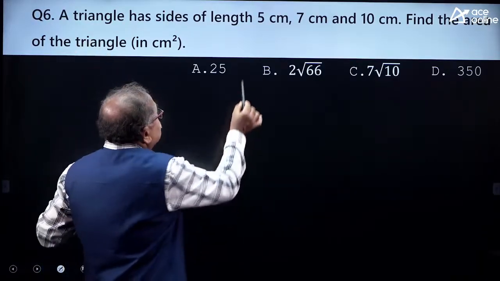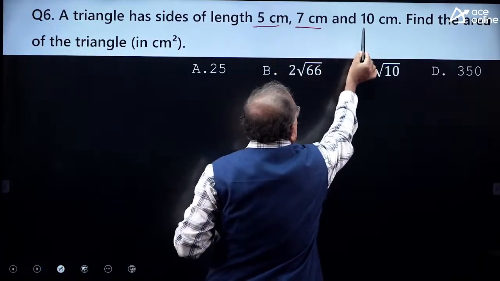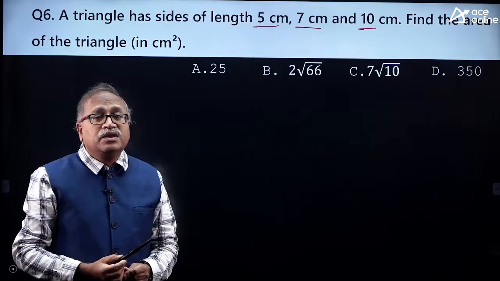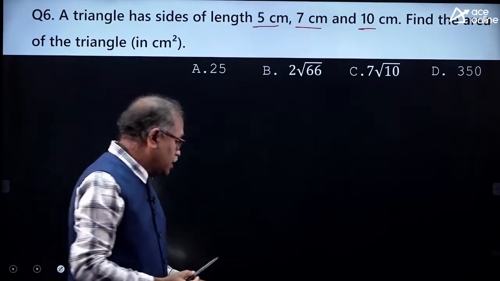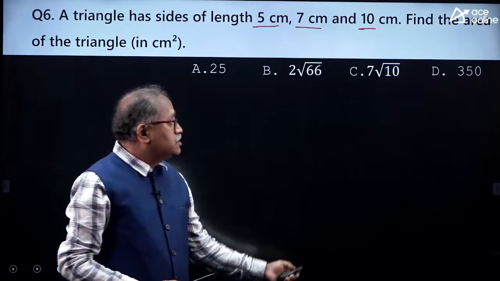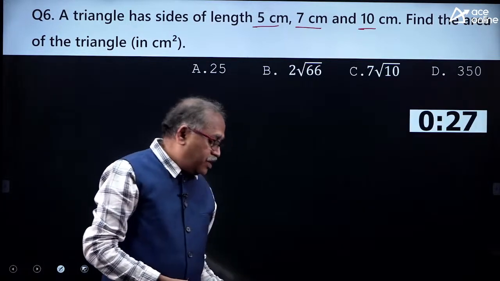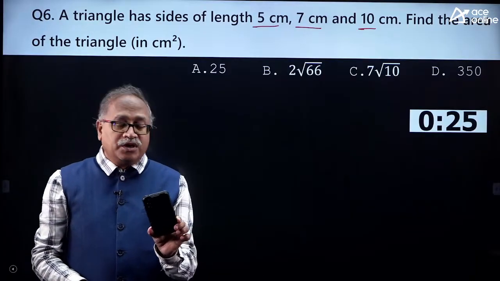A triangle has sides 5 centimeter, 7 centimeter and 10 centimeter. Find the area of the triangle. A very simple and direct question I gave. Gradually I will increase the level. 30 seconds, and I know that if Aman is there, he doesn't need 30 seconds.